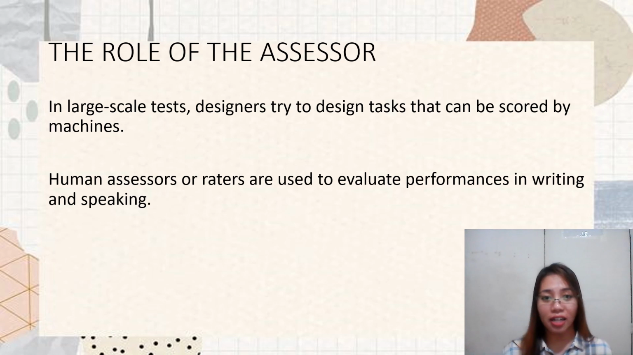Next, in a classroom, human assessors or raters are used to evaluate performances, especially in writing and speaking. In the case of writing, it is normally expected that the scripts are graded anonymously, and it is usually expected also that teachers do not know the person whose performance they are rating.